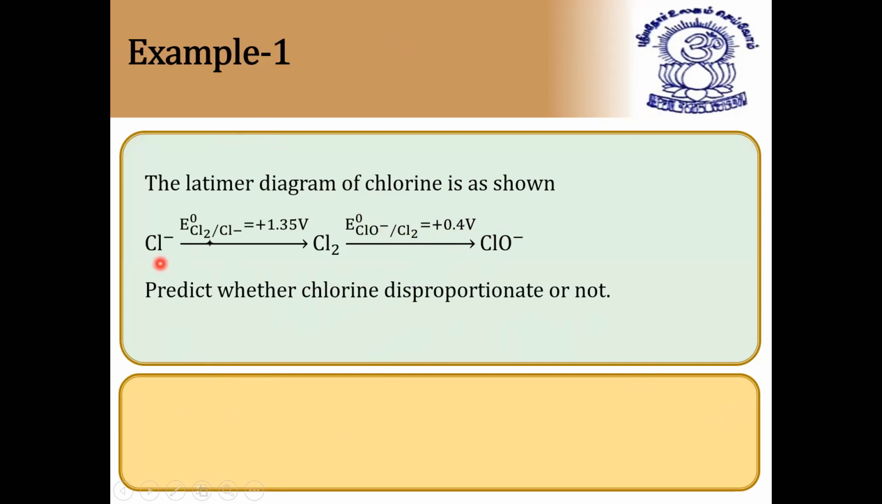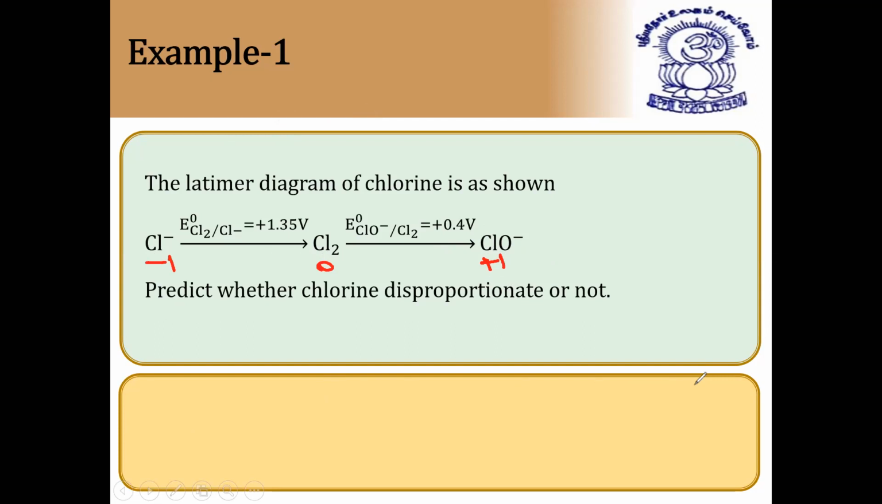Here chlorine ion is changing to Cl2, meaning the oxidation state goes from minus 1 to 0, and here it is changing to plus 2. For ClO minus, the oxidation state of chlorine is X and oxygen is minus 2, so X minus 2 is equal to minus 1, so X is equal to plus 1. So here the oxidation state of chlorine is plus 1, here it is 0, and here it is minus 1. So the Latimer diagram of chlorine is as shown.